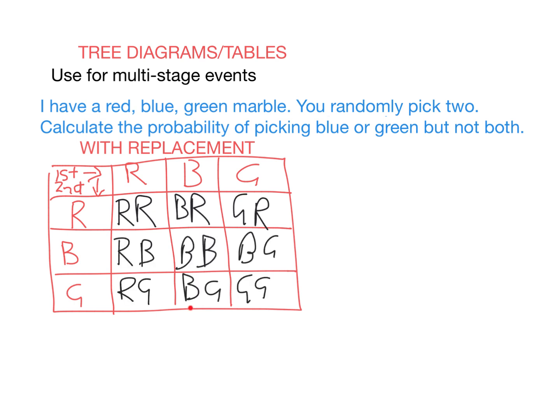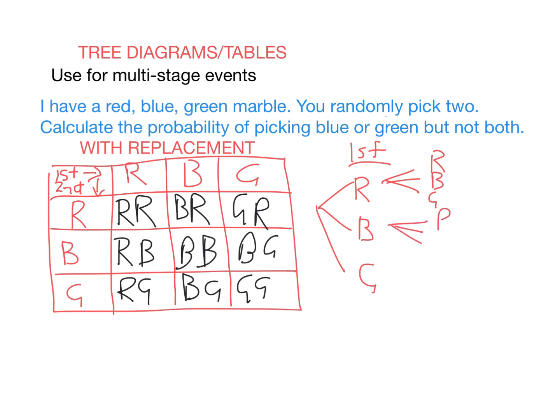So here is my list of all the 9 outcomes. Now we could just as easily have used a tree diagram. This is how a tree diagram works. You list all of the possible outcomes for the first stage, in this case, the first pick of the marble, which was red, blue, or green, and you draw branches to each of them. If I get a red first go, I can get a red, blue, or green second go. If I get a blue first go, I can get red, blue, or green second go, and so on.